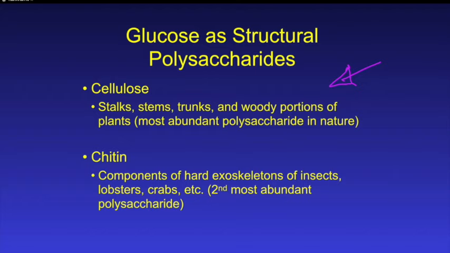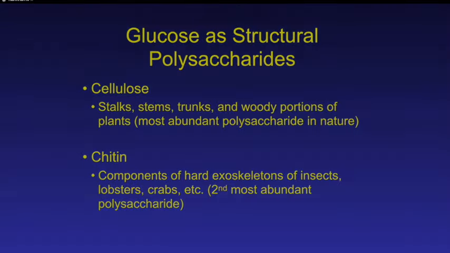Chitin, on the other hand, is a derivative of glucose, and the polymer there is a component of hard exoskeletons, and you find them in insects, lobsters, crabs. This makes up the second most abundant polysaccharide in the world.